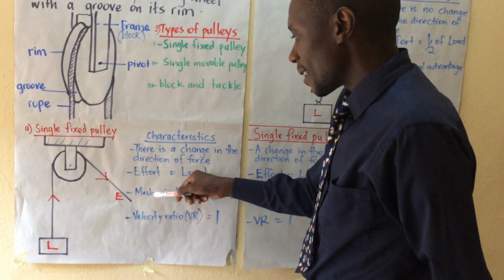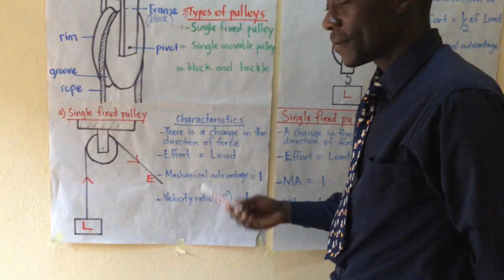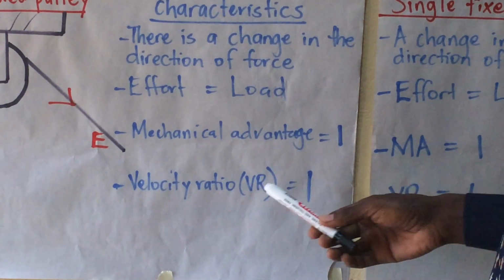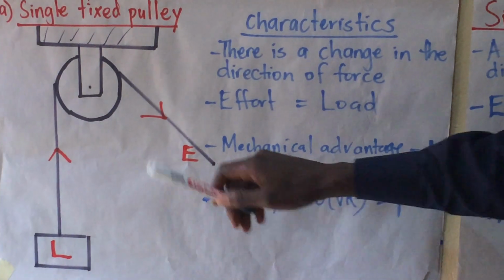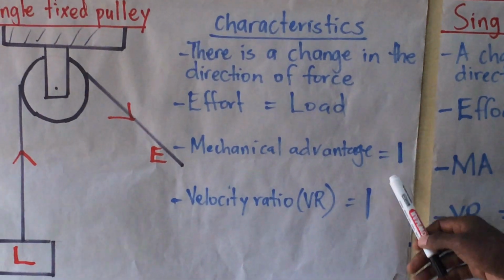Now, which takes us to the next point. If the load is equal to the effort, then the mechanical advantage is 1. Because we said mechanical advantage is equal to load over effort. So 100 kilograms divided by the 100 kilograms this side, we shall get 1. The mechanical advantage is 1.